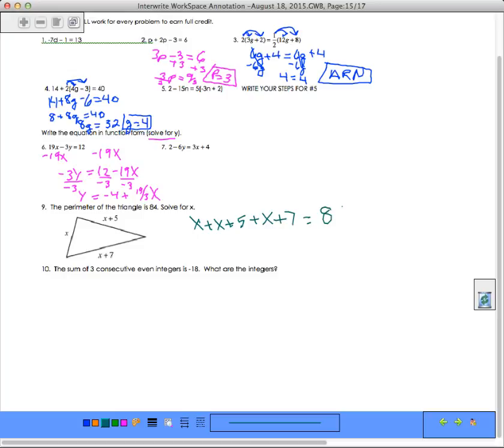And we know the total perimeter is 84. I'm going to combine like terms. I have x plus x is 3x. 5 plus 7 is 12.